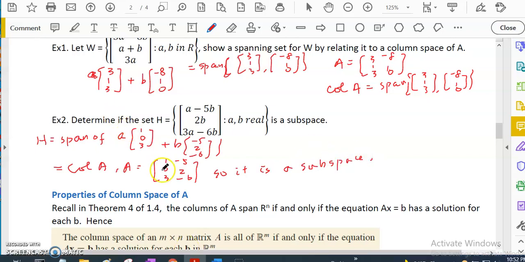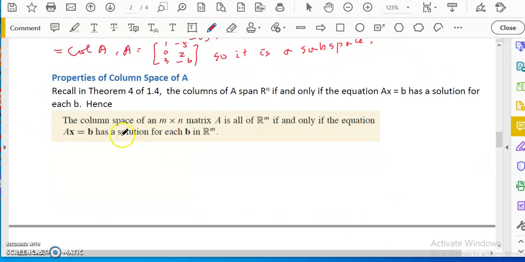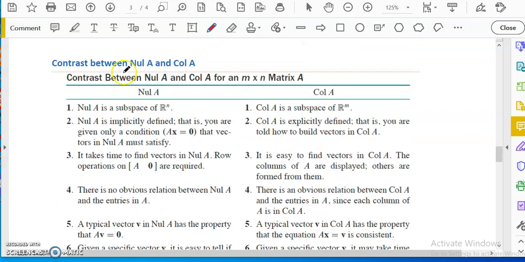Okay, so what are some of the properties of Col A? This is Theorem 3. Recall in Theorem 4 of section 1.4, the columns of A span R^n if and only if the equation Ax = b has a solution for each b. So if Ax = b has a solution for each b, then the column space of an m by n matrix is all of R^m. It will span the whole R^m.